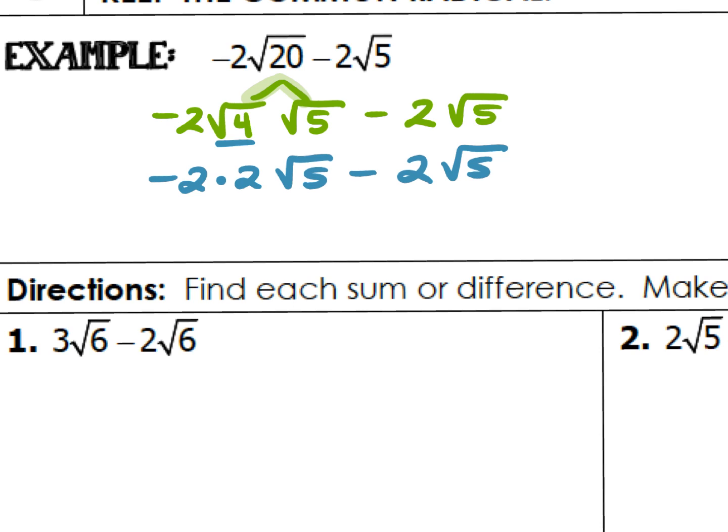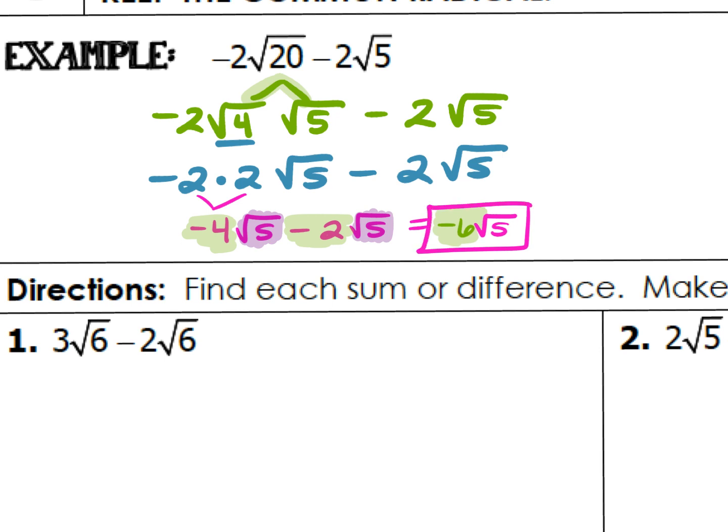What do you think you simplify next? Multiply. Negative 2 times 2 is negative 4 rad 5 minus 2 rad 5. So now the beautiful thing is we have identical radicals, rad 5 and rad 5. What are your coefficients? Negative 4 and negative 2. Those are the parts that you can combine. The rad 5 is going to stay put. So you're going to go like this. Negative 4 minus 2 equals a negative 6, but your rad 5 stays put.